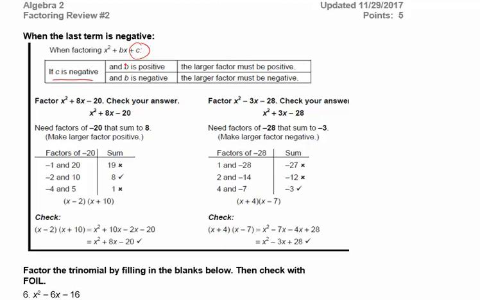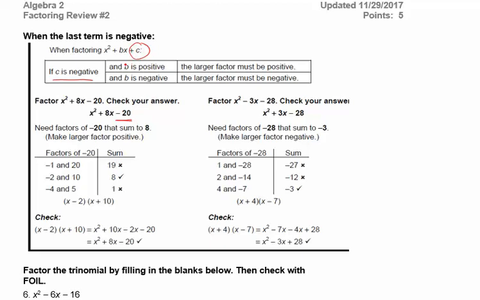If we have x squared plus 8x minus 20, we are going to do basically the same thing. We're going to find the factors of negative 20 so that when you add the factors together, you'll get a positive 8. So one of these has to be negative.